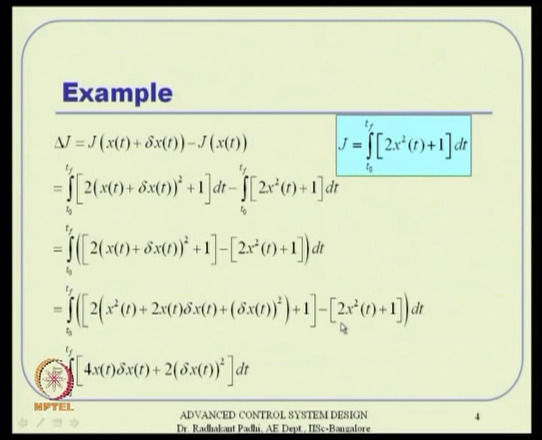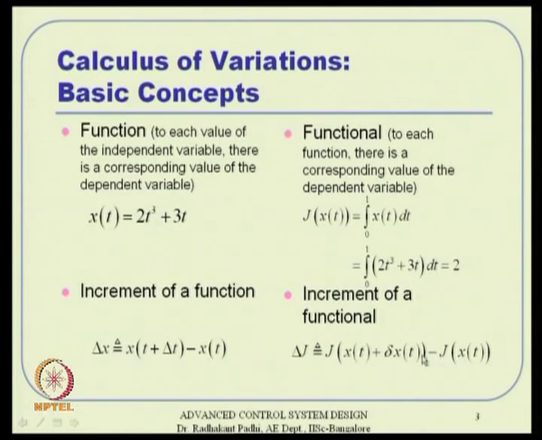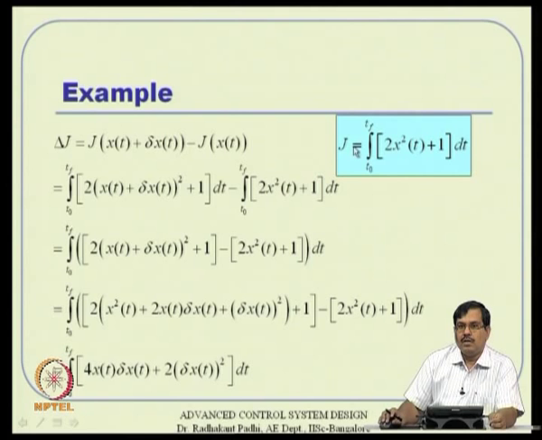Let us see an example. If you have delta J, it is just this definition. Depending on whatever J you have, we can actually try to evaluate that. So, delta J is J of that minus J of the other, and let us take J as something like this, the integral from t0 to tf of 2x square plus 1.